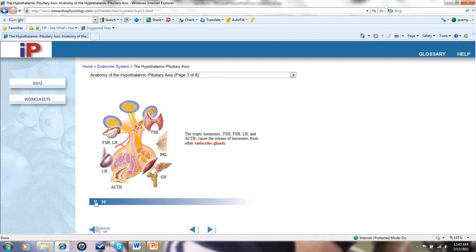4 of these hormones, TSH, FSH, LH, and ACTH, are called tropic hormones because they cause the release of hormones from other endocrine glands. Drag each tropic hormone over its target tissue.